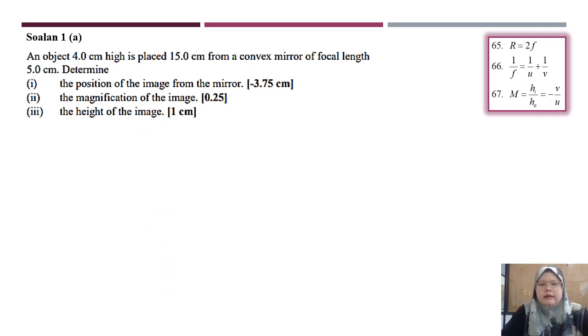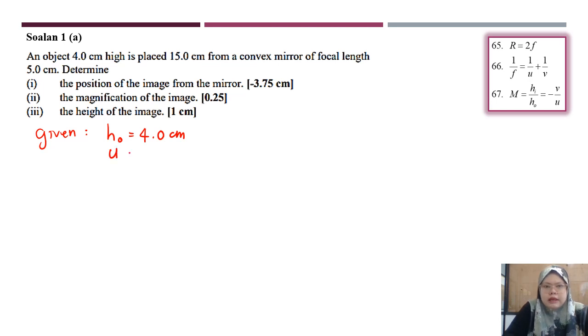Alright, so kita keluarkan information given dulu. The first information given is the height of the object, which is equal to 4 cm. The second information given is the object is placed 15 cm from the convex mirror, so u is 15 cm. And then you are given a convex mirror. So bila convex mirror, the focal length is equal to negative 5 cm, not positive. That's why I asked you to remember the sign convention of the focal length of the mirror.